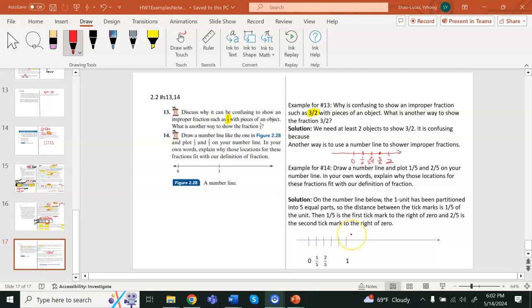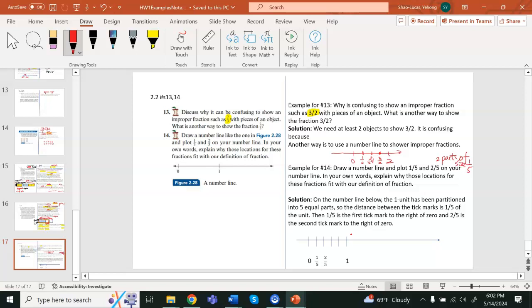Now let's look at the example for number 14. So draw a number line and plot 1/5 and 2/5 on the number line. And in your own words, explain why those locations for these fractions fit with our definition of fraction. So remember, the definition of fraction means 1/5 means one part, each of size 1/5, and 2/5 means two parts, each of size 1/5.